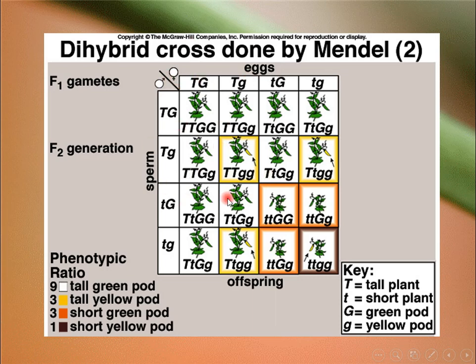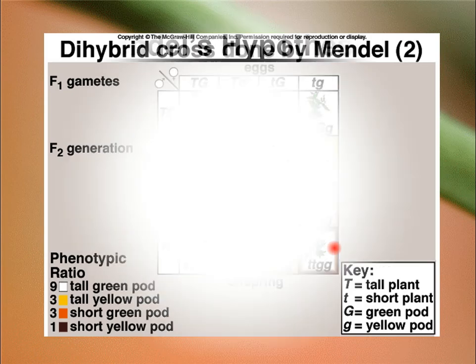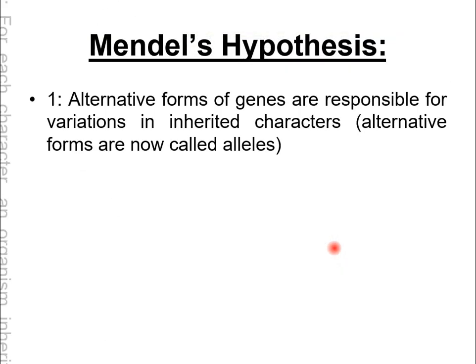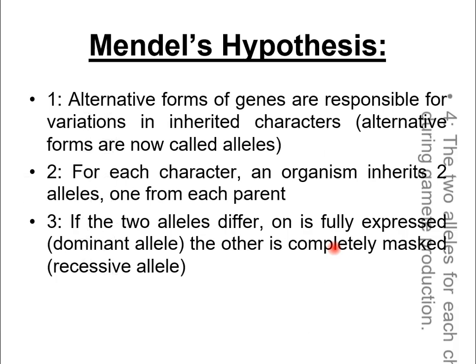I think you know all of these from biology class. Also, we have four possibilities here and four possibilities here, so we get 16 combinations, and the 16 give us the result. Okay. What's Mendel's hypothesis? We have four hypotheses.